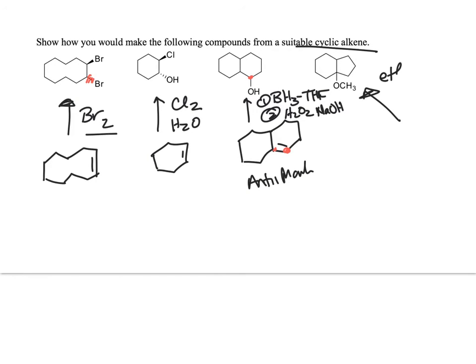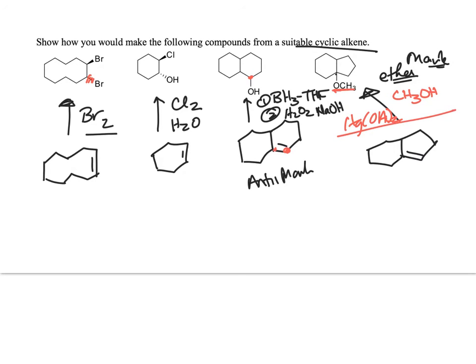This reaction, the product is an ether. So this is from this nucleophile, and this is a Markovnikov addition. And so the suitable alkene would look something like this. And to do that reaction, you would need mercury acetate and methanol for your first reagent, and then you will reduce it with sodium borohydride.